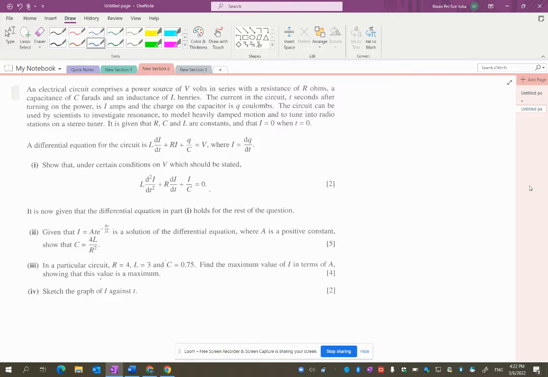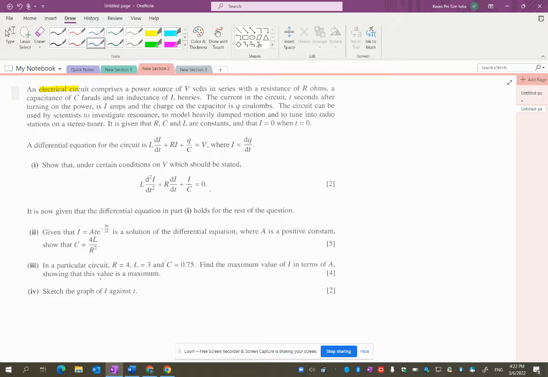Okay, this is an AQ application question. So the scenario is about electrical circuit. So you can read through the details yourself. So basically, there are a lot of variables, there are a lot of unknowns, and a lot of constants. So very important is there are a lot of quantities involved in this question.